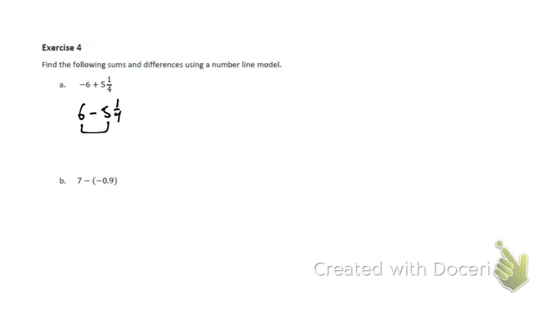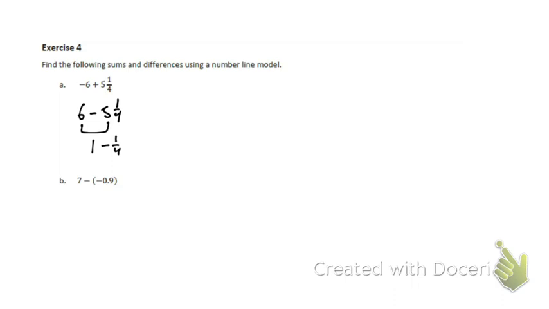6 take away 5 is 1. But you still have to take away 1/4 from it. This part can be a little tricky. If you have one whole and you take away 1/4, some of you guys could get it kind of easily. Some of you guys are a little confused by it. If you know it's 3/4, that's good. If you're confused on why it's 3/4, I'm going to show you guys why.